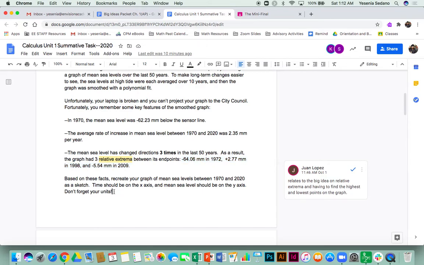So based on these facts, you're going to recreate your graph of mean sea levels between 1970 and 2020 as a sketch. And time should be the x-axis and mean sea level should be the y-axis. This right here gives me a lot of information. That gives me a place to start, with an x and y-axis and how to label them and so forth. So that's a great way to get started on this part.